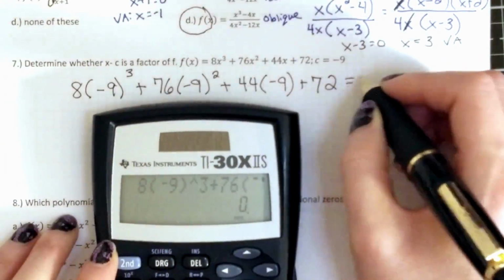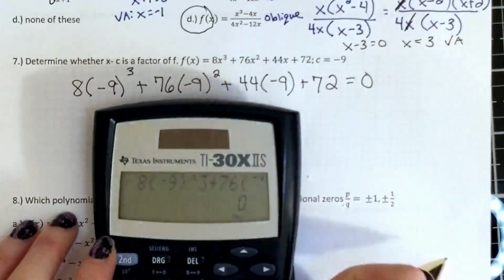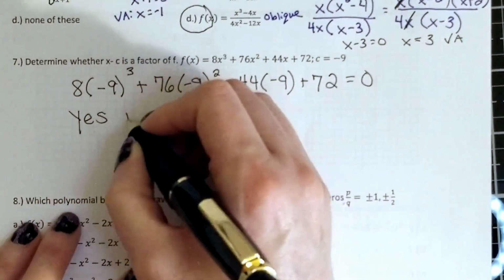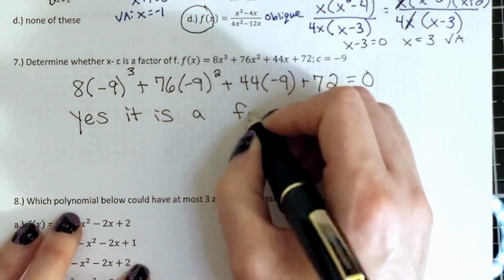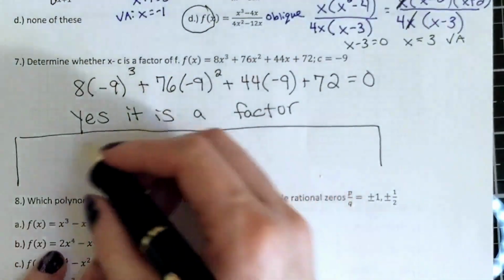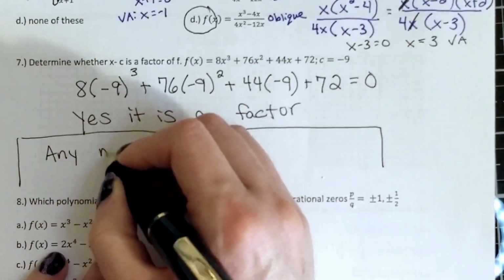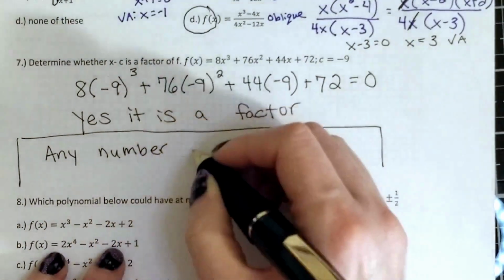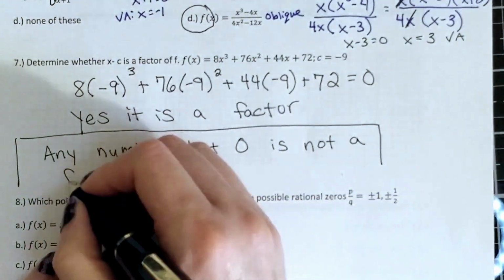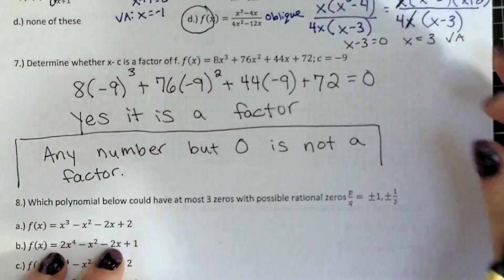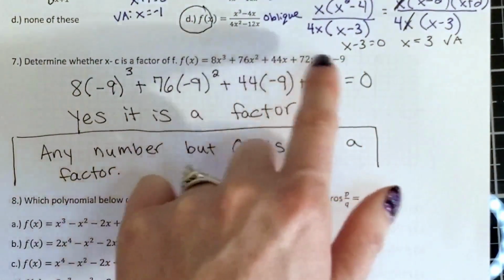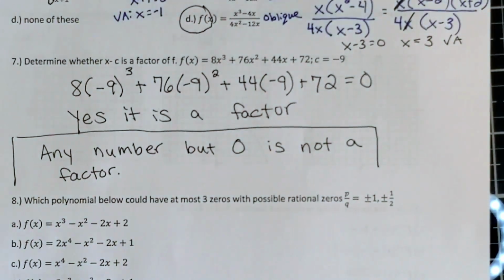Okay, and then it gives me 0 as my answer. So since it is 0, the answer here is yes. And just as a little side note, any number but 0 would be no. We also did this same concept doing synthetic division, but I personally think that just plugging it into the x's is a lot faster and easier to do.